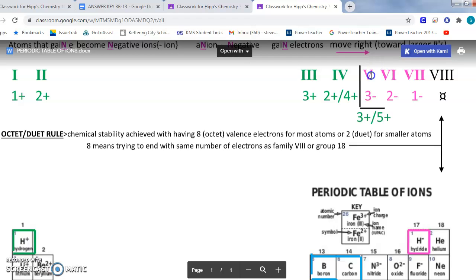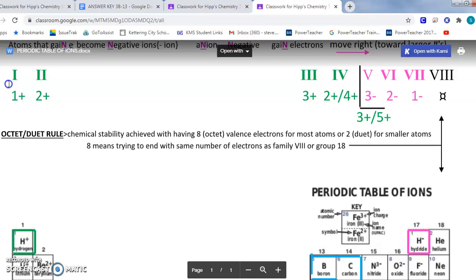If it has Roman 5, we need to add 3 to get 8. If it has Roman 6, we need to add 2 to get 8. If it has Roman 1, we need to add 1 to get 8. The green ones, we would have to remove electrons to go the other way. So on these, we're taking electrons away.